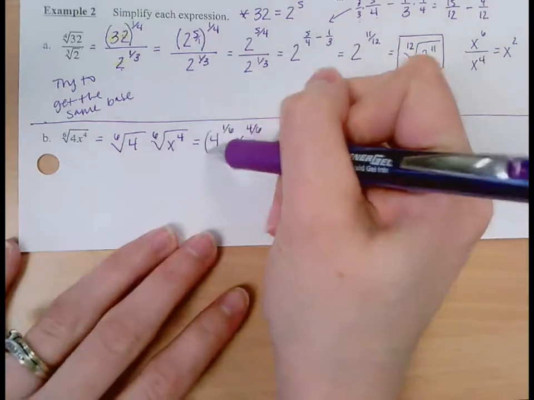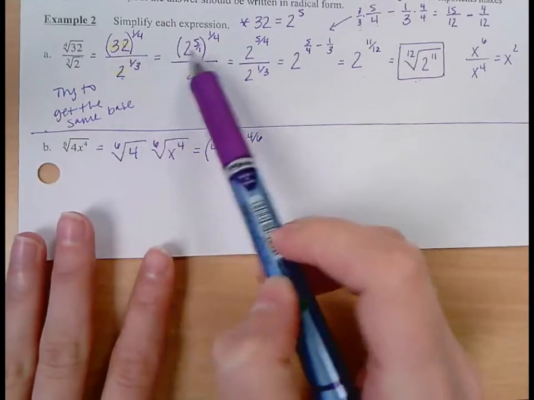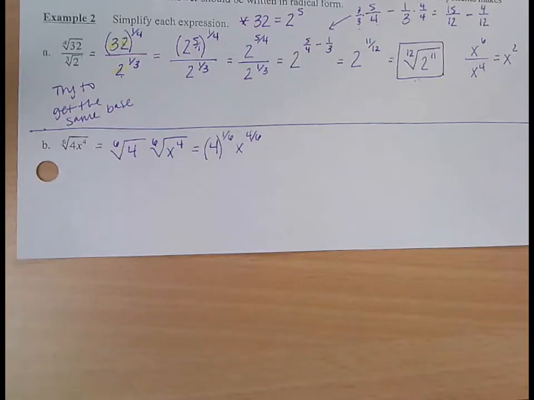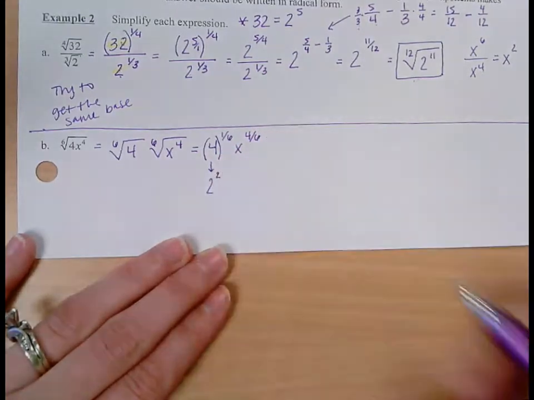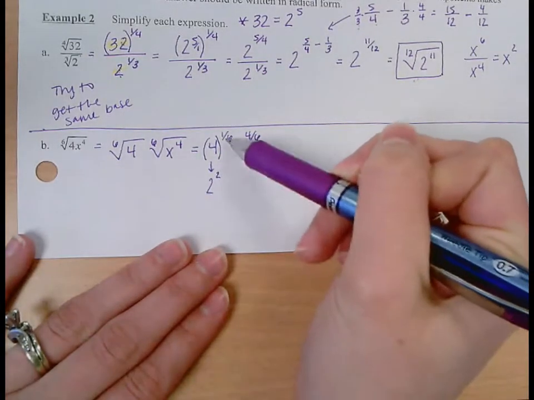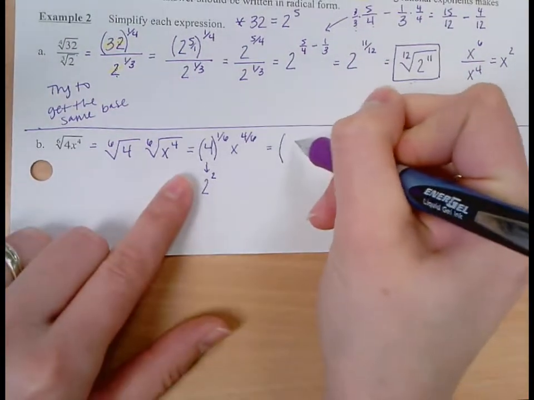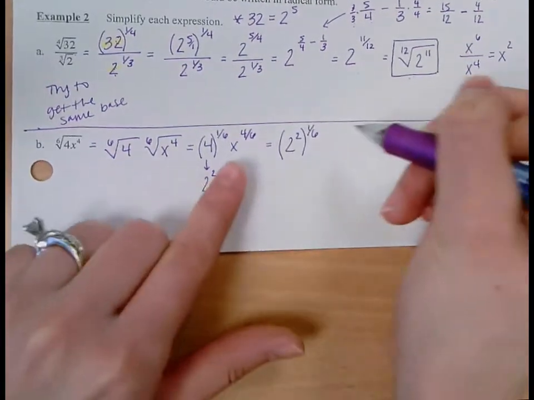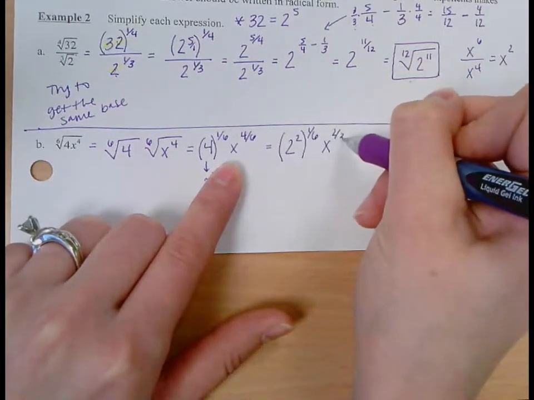However, here's where you again want to think like we did up here for the 32. We wrote it as a number to a power. Is there a number to a power that equals 4? 2 to the second. So I can replace the 4 with 2 squared, because then I'll be able to simplify my exponent. So I'm just replacing the 4 with 2 squared, and that's still being raised to the 1/6. I'm going to change the x for right now. The 4/6 would be 2/3.